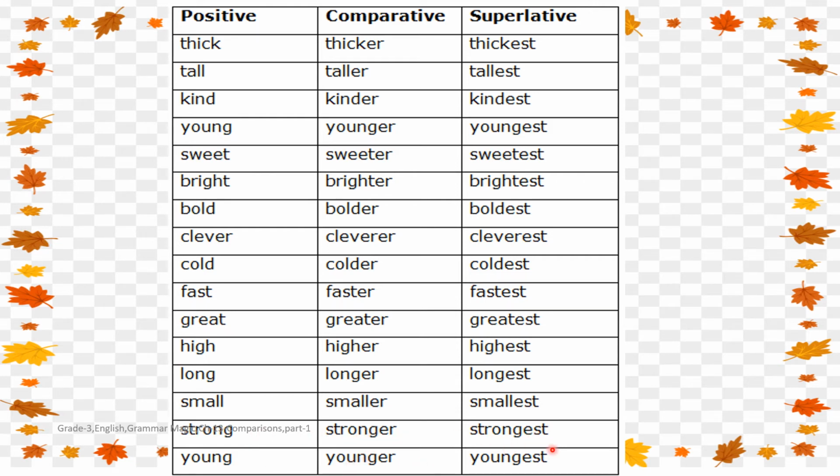Young, younger, youngest. So children, what you have seen is that positive words are not changed, but comparative and superlative words are changed. We use er at the end of the word in comparative degree, and in superlative degree we use est at the end of the word.